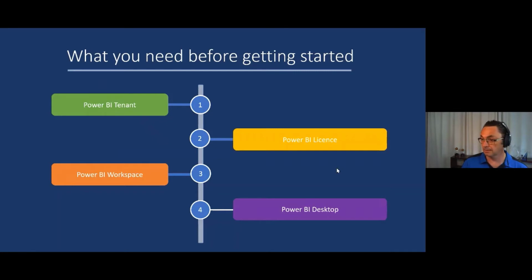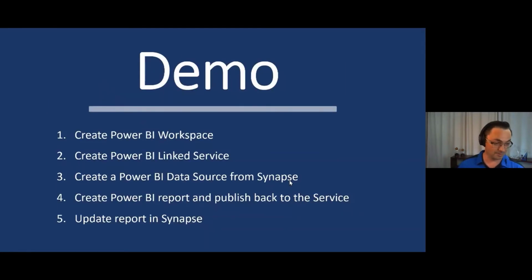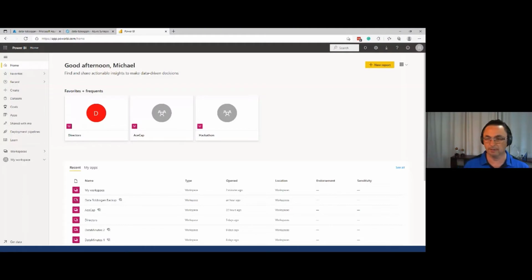Okay. So with that done, that's pretty much the end of the slides. We're going to go into demo. So what are we going to do? First thing we're going to do is create a workspace. I'm just going to show you some of the things that you might consider there. Then we're going to create the Power BI linked service because it's not on by default. Then we're going to create a Power BI data source. We're going to use that data source to create a report, and then we're going to push that report back into the service, and then we're going to update it from Synapse, right? So you can kind of see that integration. Then we'll come back and have a look at doing a little bit of a roundup.